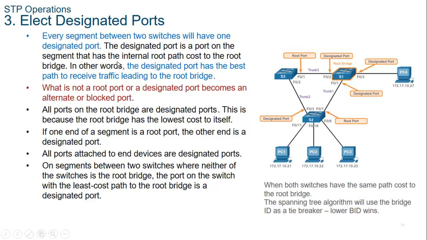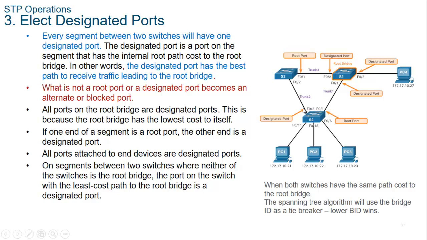All ports attached to end devices are designated ports. If you see here, this is a designated port. These, although not labeled, are also designated ports. On segments between two switches, where neither of the switches is the root bridge, the port on the switch with the least cost path to the root bridge is a designated port. So here, S3 and S2 are both not root bridges. So here they have to determine which one would become the designated port.